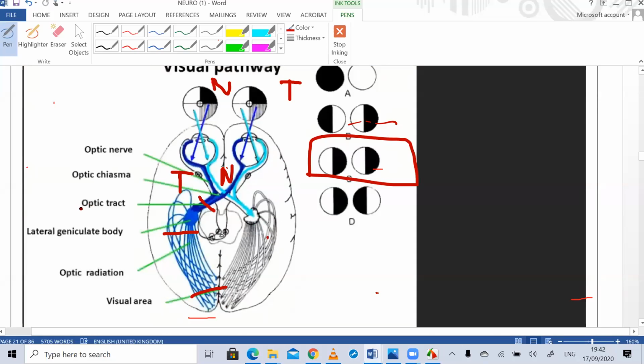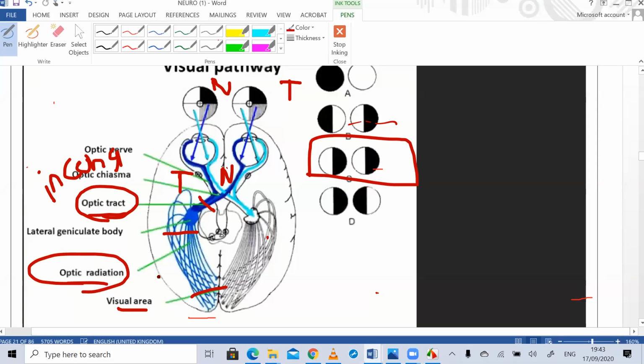What's the difference between optic tract, optic radiation, and visual cortex? The optic tract, incongruent. Why? What's the meaning of incongruent? You will find that both these fields are asymmetric. The patients complain of blindness, but not with the same pattern, not a symmetrical pattern. But in the optic radiation, it will be congruent, it will be symmetric.